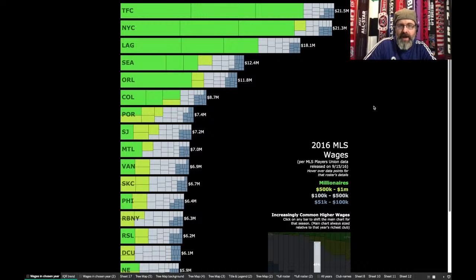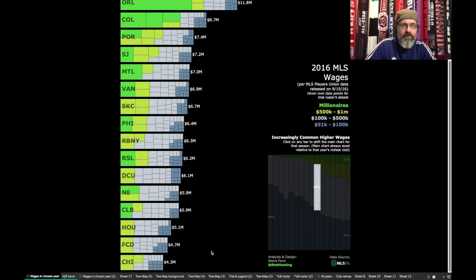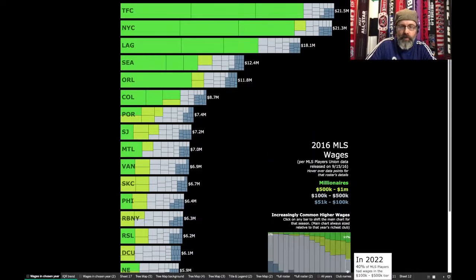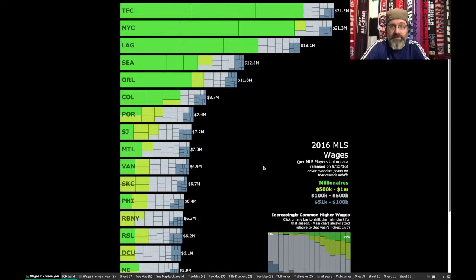Let's go 6 years back. Top spending was the same, $21.5 million. Low spending was one-fifth of that. It's a very different league than it was just a little while ago. And a large part of that is everyone being, particularly further down the payroll list, more aggressive in their spending.